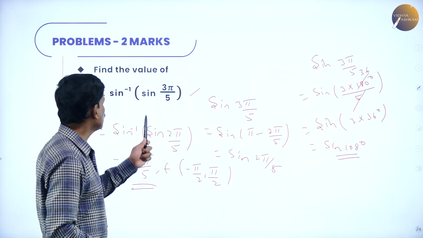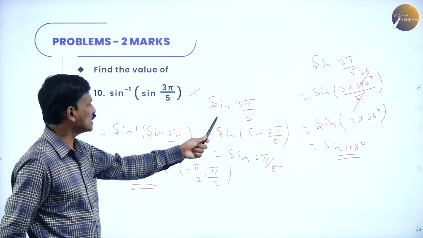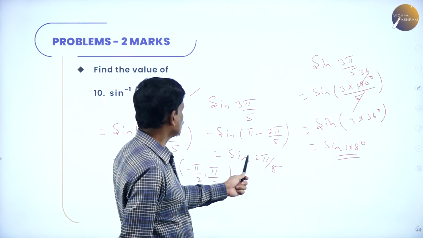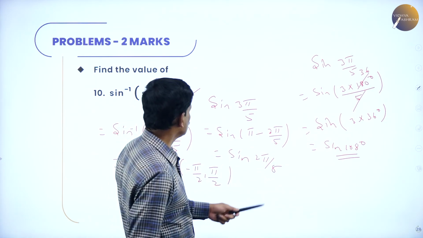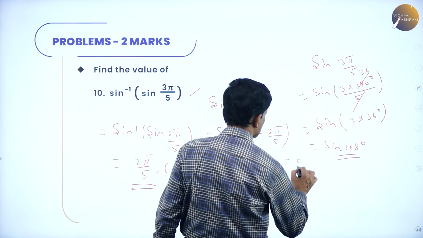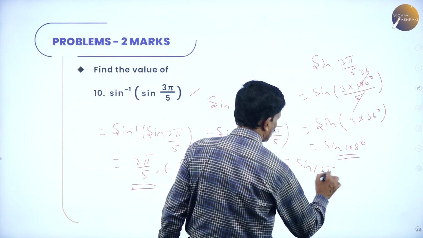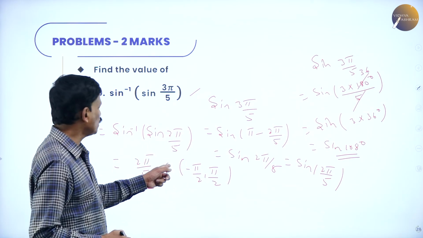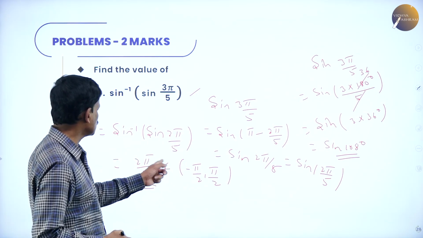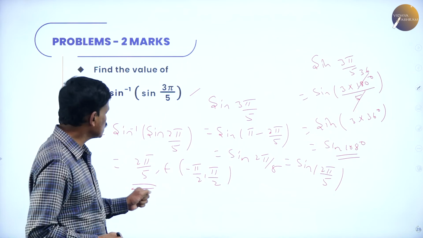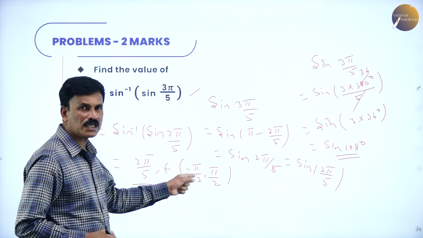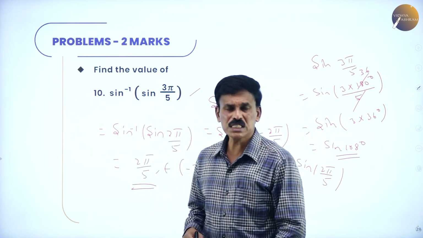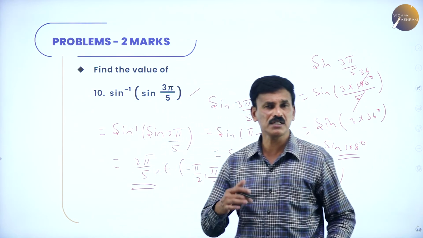See here, very simple. Convert sine 3 pi by 5. Sine 3 pi by 5 can be written as sine of pi minus 2 pi by 5, so sine 2 pi by 5. Substitute here: sine inverse of sine 2 pi by 5. Sine inverse gets cancelled. That is equal to 2 pi by 5 because this lies between minus pi by 2 and plus pi by 2. That's it. Okay. Hope you followed. These types of problems are very important and very easy.